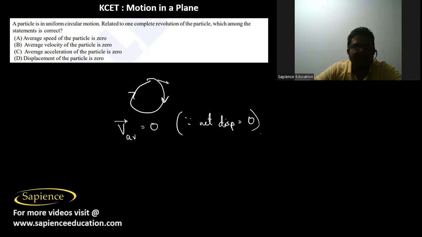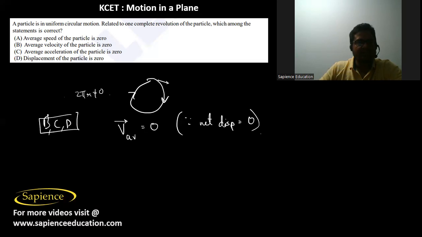Average speed will not be 0, since the total path length will be 2 pi r. It is not 0. The displacement of the particle is 0 in one complete revolution. So it means that here B, C, D, all three are correct options.